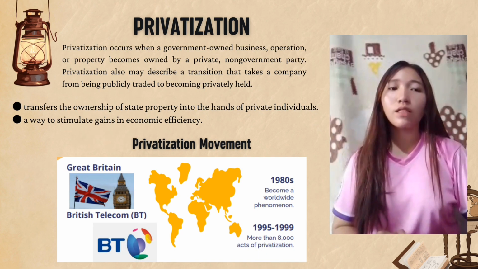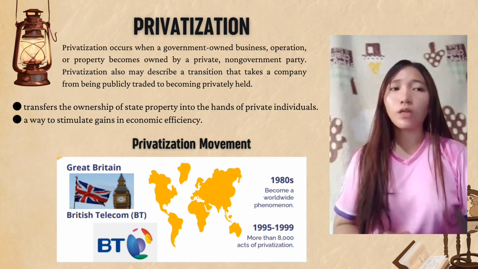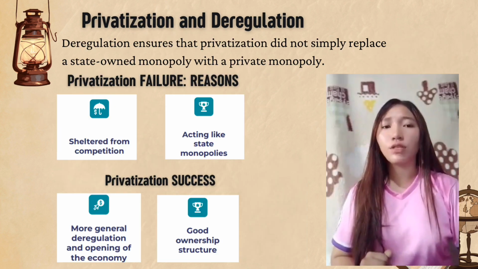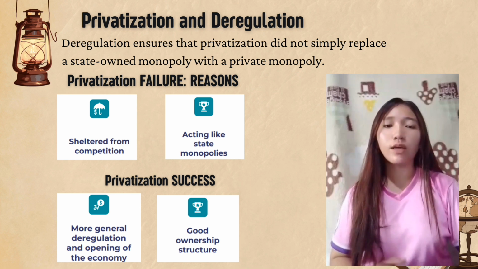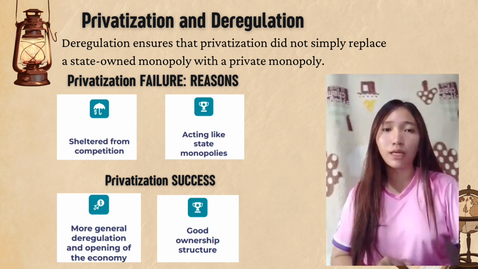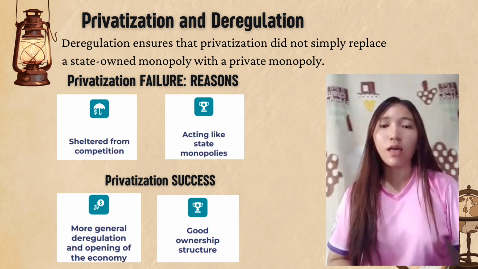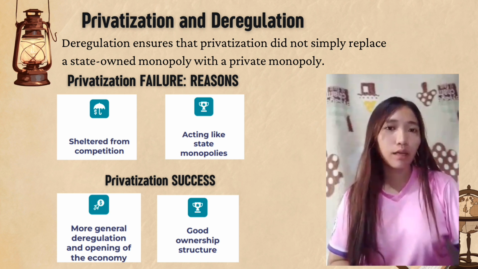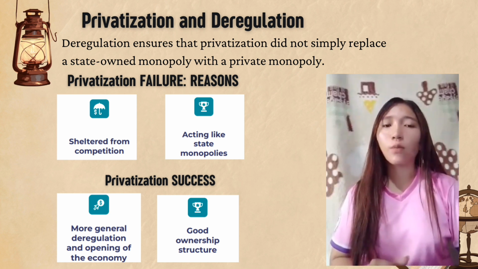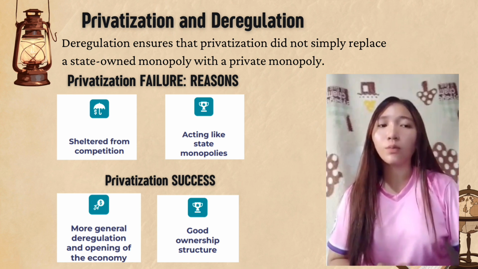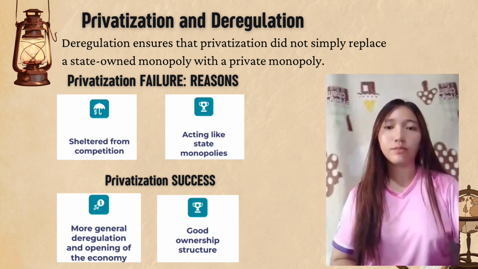Number 2 is privatization. Privatization is when a government-owned business operation or property becomes owned by a private party. And privatization and deregulation: deregulation ensures that privatization does not simply replace a state-owned monopoly with a private monopoly. Privatization failure: number 1 is being sheltered from competition. Number 2 is acting like a state monopoly. The success of privatization: number 1 is more general deregulation and the opening of the economy. Number 2 is a good ownership structure.